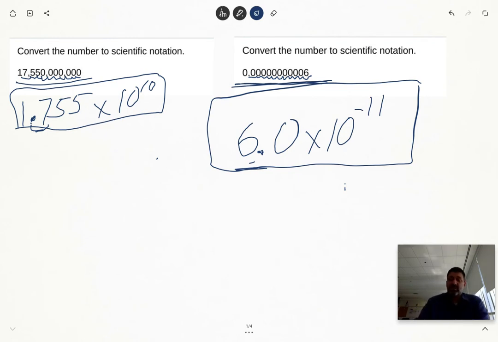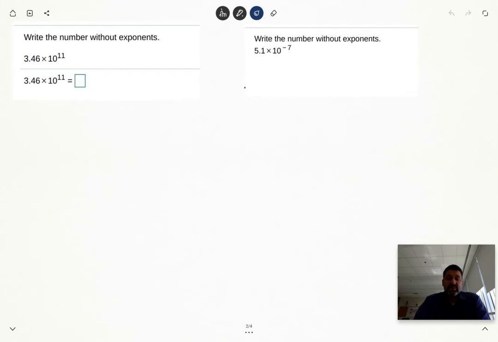Now we're going to take a look at going from scientific notation to expanded form. If we're starting at 3.46, we're multiplying by 10, 11 times. Each time we multiply by 10, we move the decimal point over one place. The biggest mistake people make is they add zeros. So if the exponent's 11, they'll add 11 zeros, which is not correct. It can be sometimes, but not always.